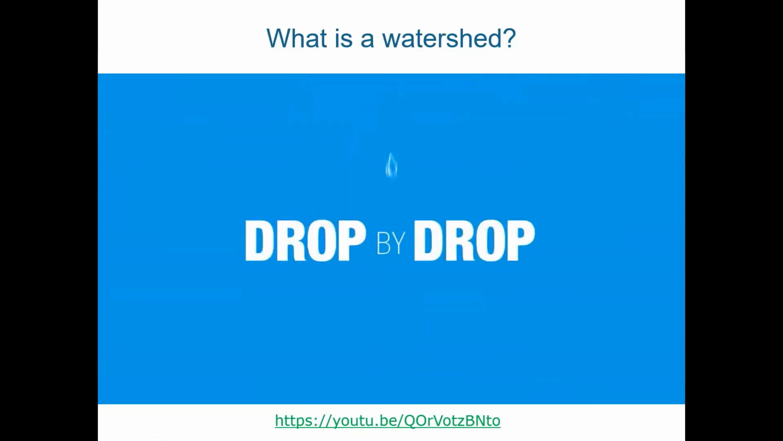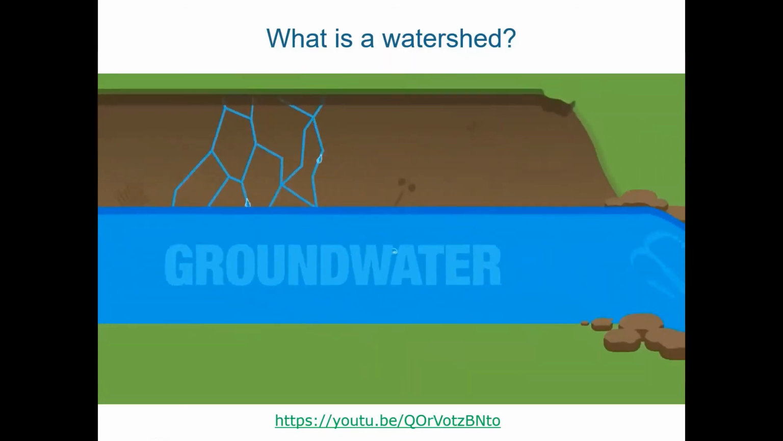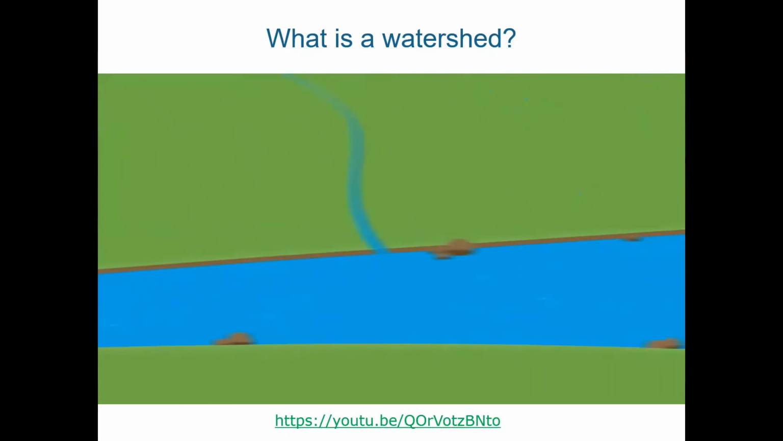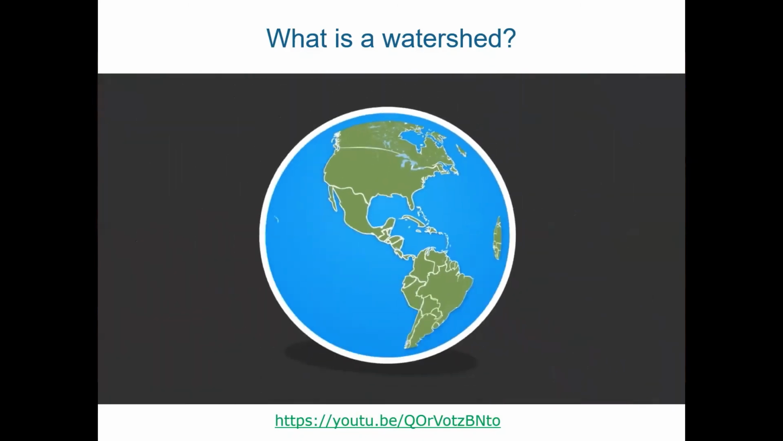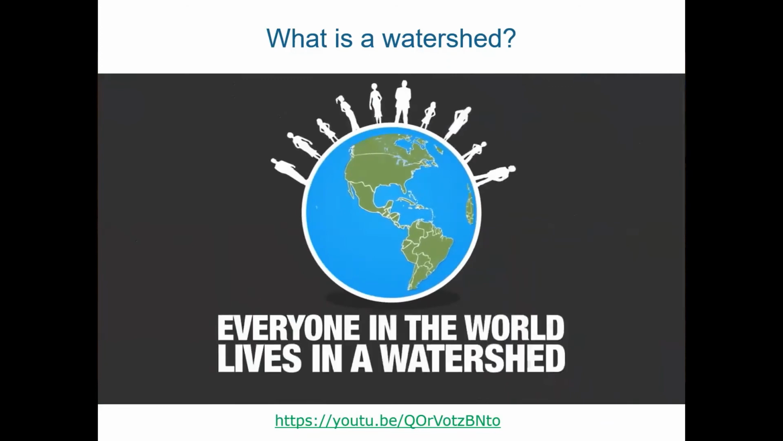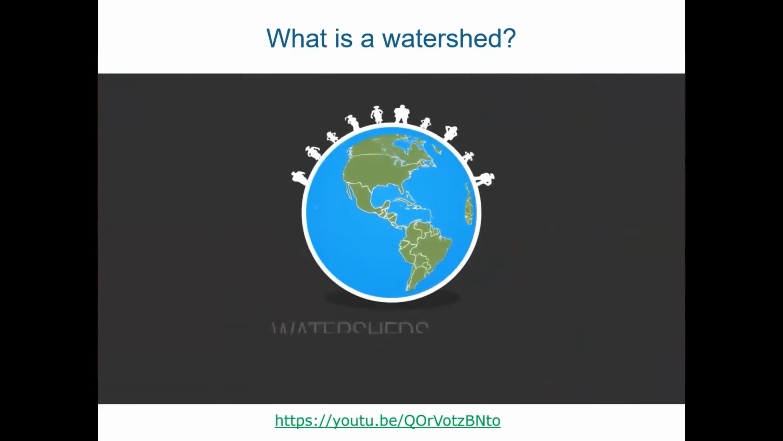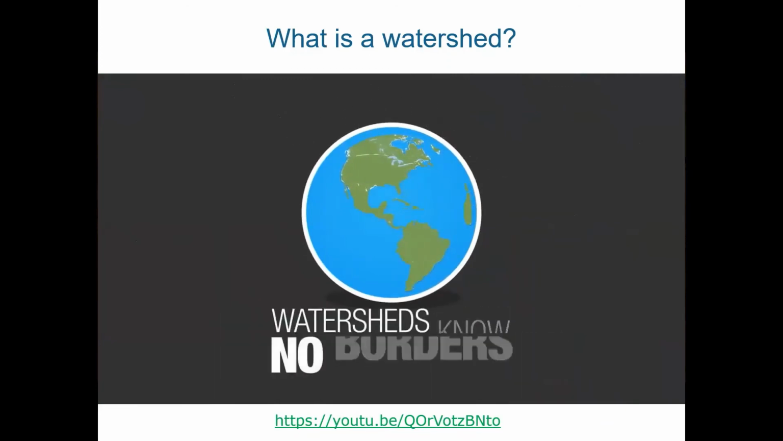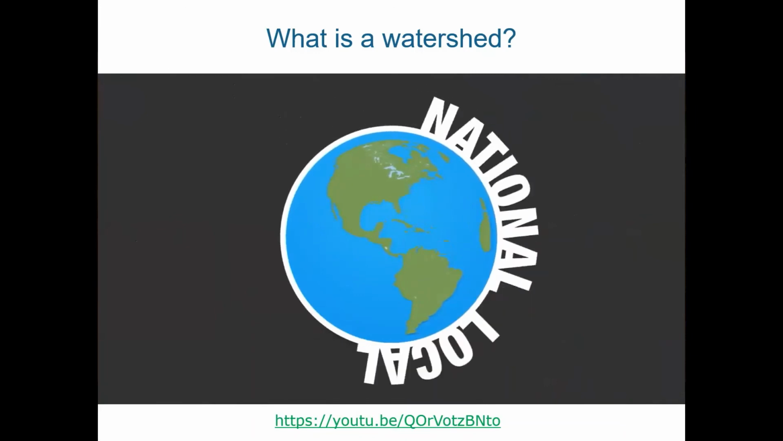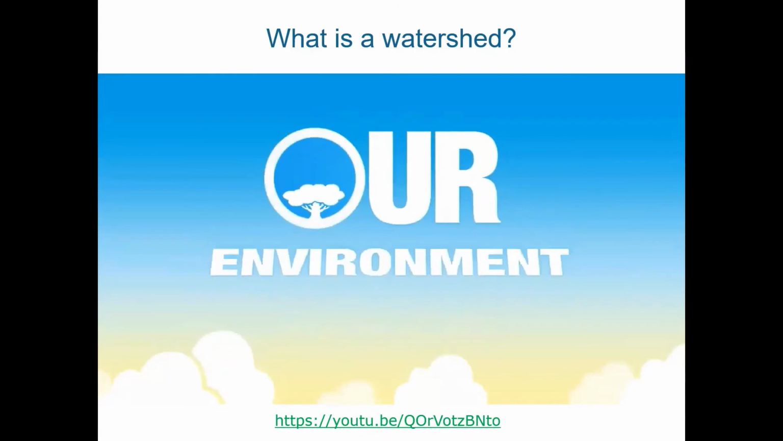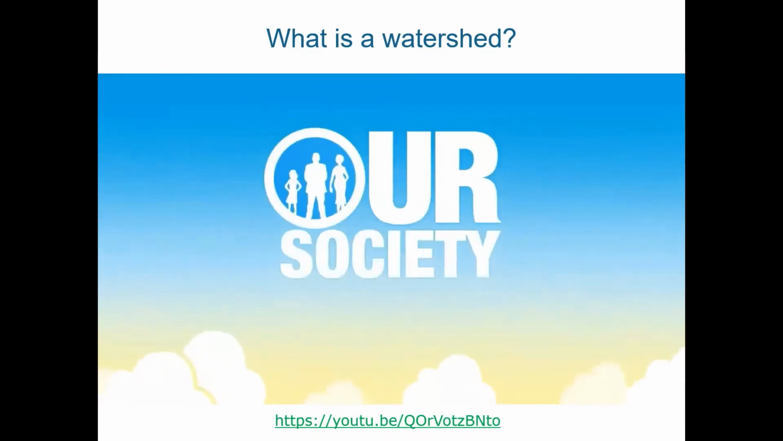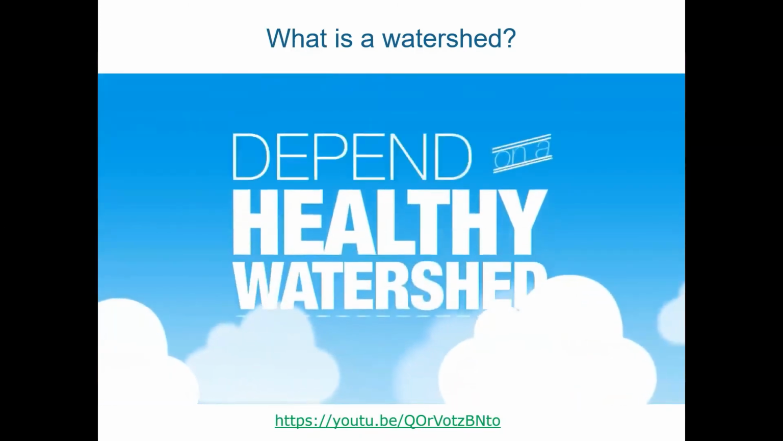Drop by drop, water is channeled into soil, groundwater, creeks and streams, making its way to larger rivers and eventually the ocean. Everyone in the world lives in a watershed. Watersheds know no political borders, whether local, national or international. Our environment, our economy and our society all depend on a healthy watershed.